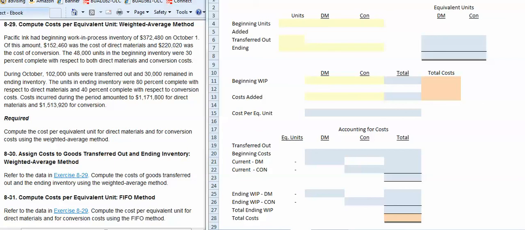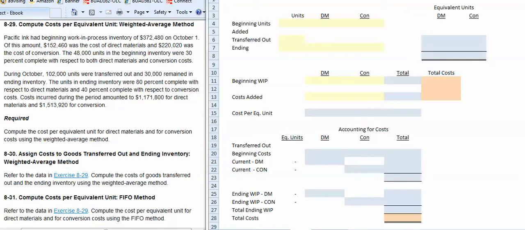We're going to calculate the cost per equivalent unit and the cost of inventory transferred out and the cost of ending inventory for work in process using the FIFO method. We're working through problem 8-31 and 8-32 from the textbook using the data here in 829.